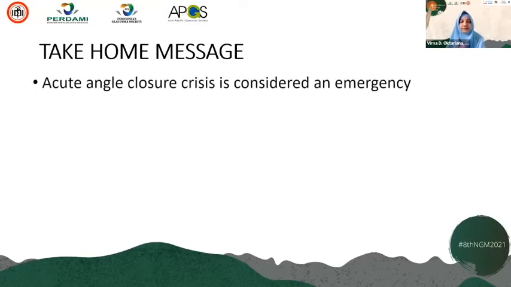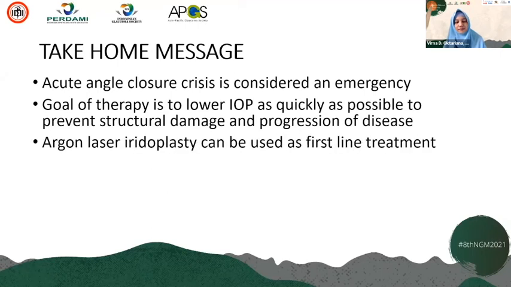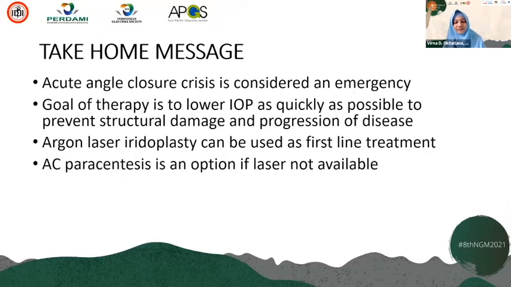So the take-home message for my talk is that acute angle closure crisis is an ocular emergency. And the goal of therapy is, again, as I mentioned earlier, to lower the intraocular pressure as quickly as we can to prevent structural and functional damage. Iridoplasty can be used as a first-line treatment. Normally, I would advocate that this procedure be used as early as possible and not to wait too long.